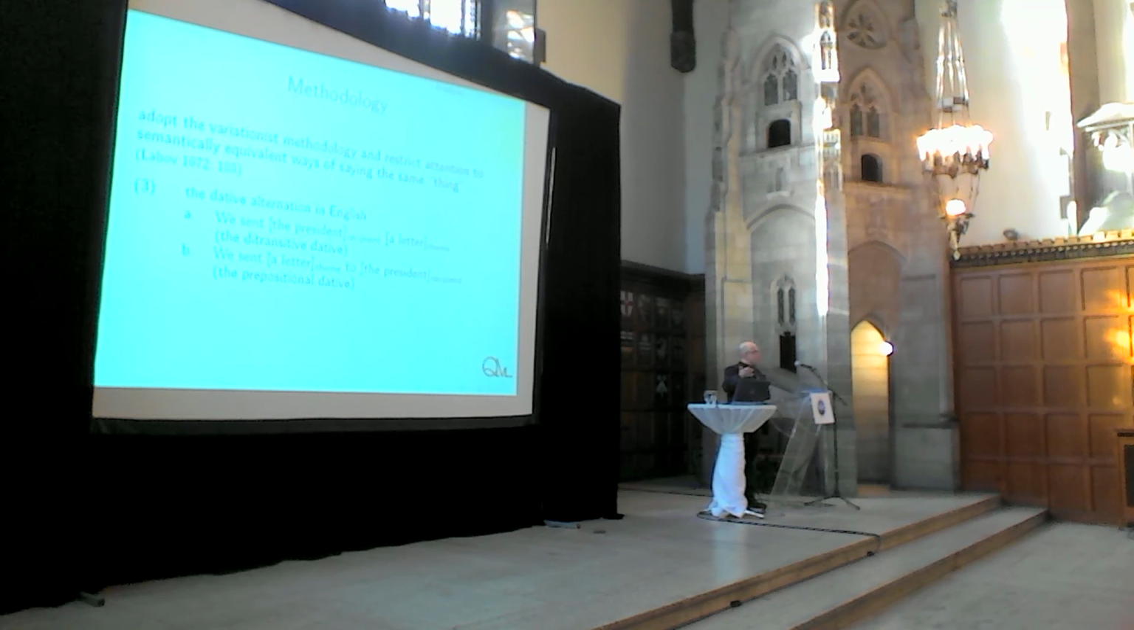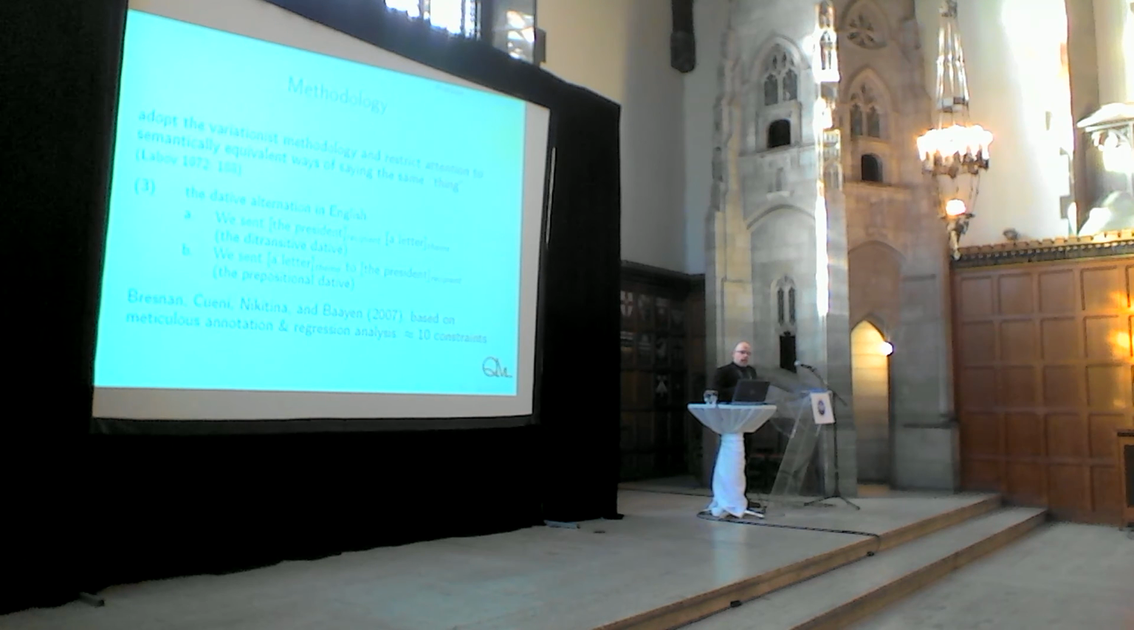And so one important variable in this field is the dative alternation. Somebody once said, I don't remember whom, there are only three topics in English linguistics: synchronic linguistics, diachronic linguistics, and the dative alternation. So it's popular. Okay, so it's variation between the ditransitive dative, as in we sent the president a letter, and the prepositional dative variant, as in we sent a letter to the president. So that's a variable with two variants.